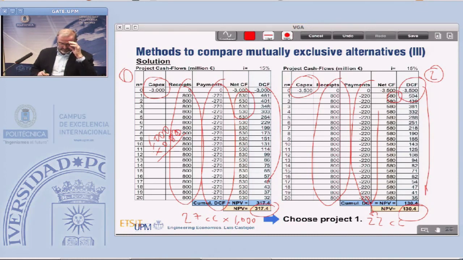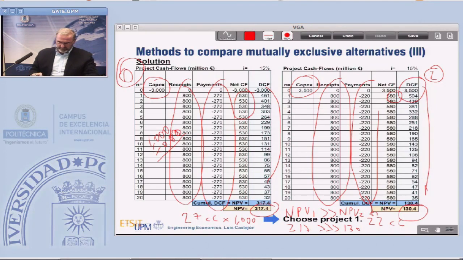So, as you see, the net present value of project 1 is much higher than the net present value of project 2. We are comparing 317 against 130, much higher. So, which project do we have to choose? Project 1, because it creates more worth than project 2 for the investors.